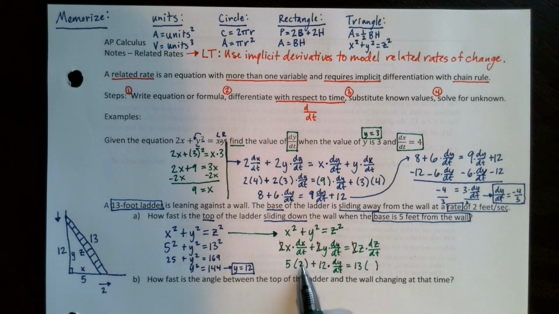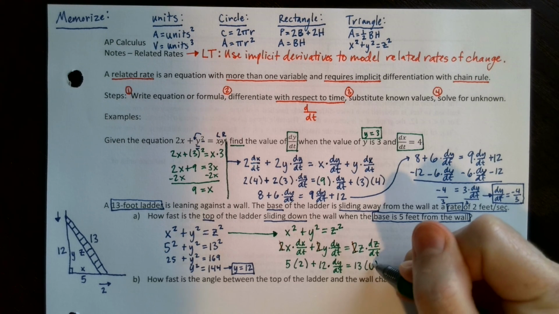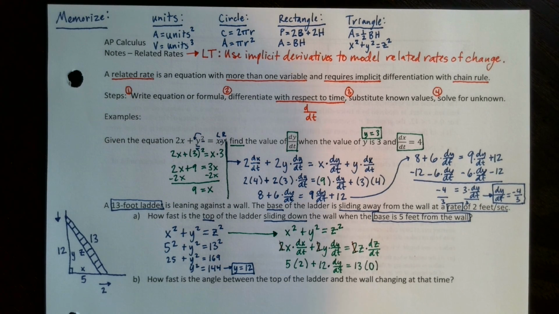So I have 5 times dx/dt, that's the rate of change of the x length that was given to us as 2. We have 12 times dy/dt, that's the rate we're looking for. And we know that z is 13, but the ladder is not itself changing, and so the rate of change of the ladder is 0. So the ladder is falling down, but it's neither getting longer or shorter.